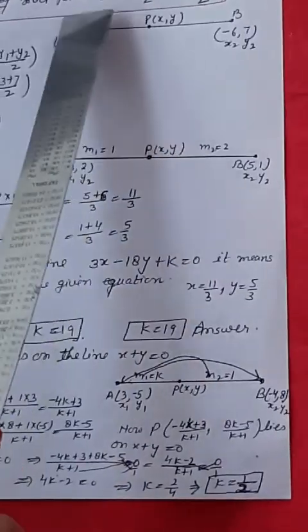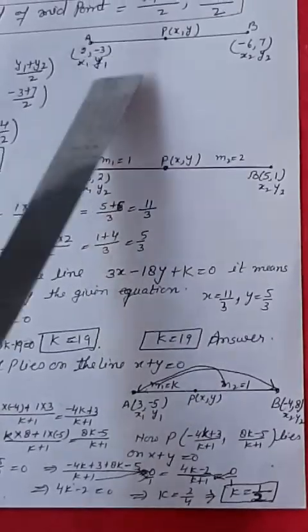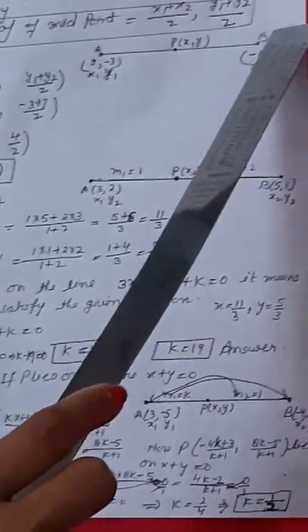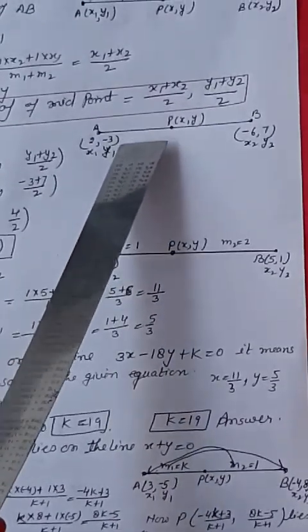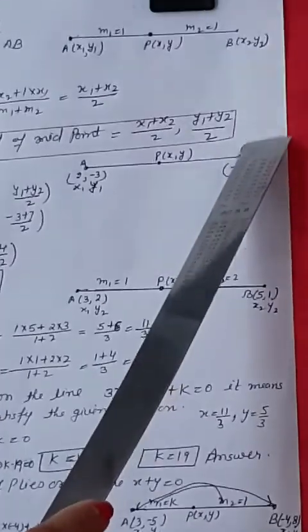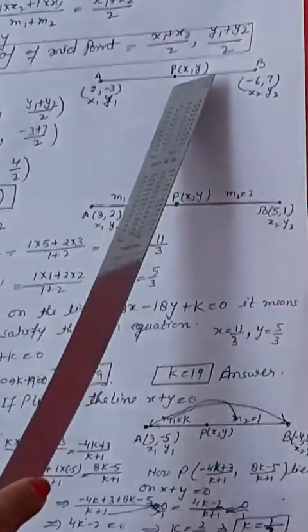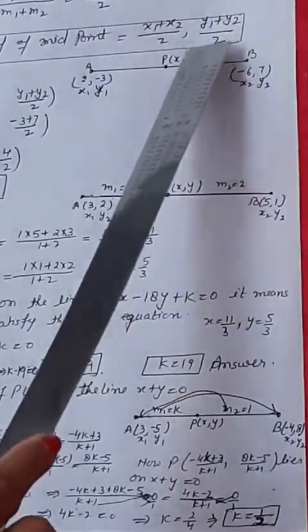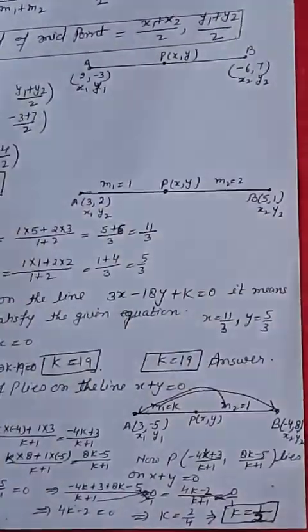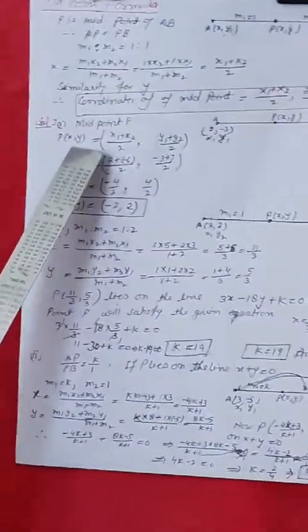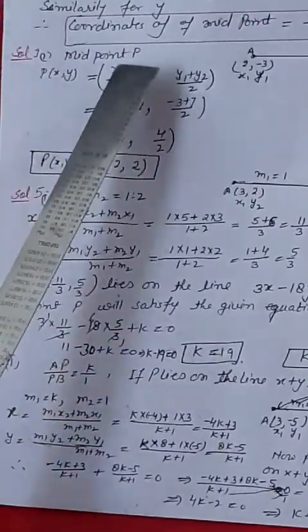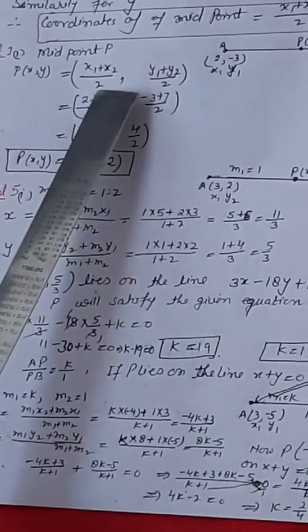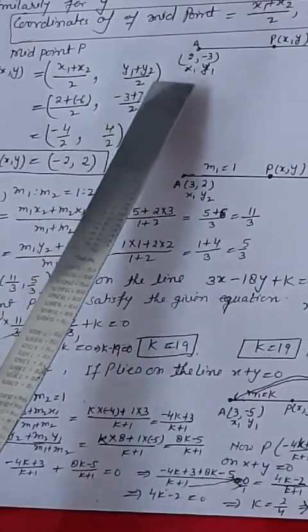Student, the points A and B are not given like this, but we need to draw. For line joining, we can take any alphabet but a capital letter. So I just assume A, the coordinate of this point, (2, minus 3), it is given. This I have named B, (minus 6, 7). Let us say P is the midpoint, which is to be calculated, the coordinate of the midpoint. So for the coordinate of the midpoint, we have the formula: P(x, y) is equal to ((x1 plus x2) upon 2, (y1 plus y2) upon 2).